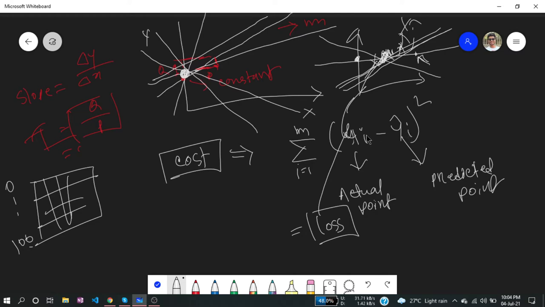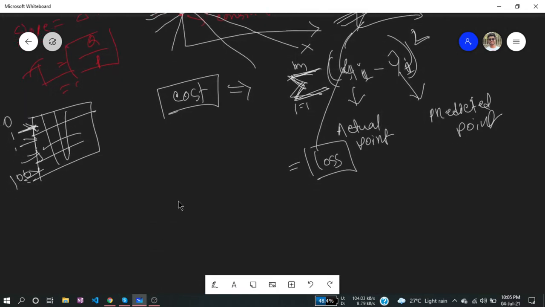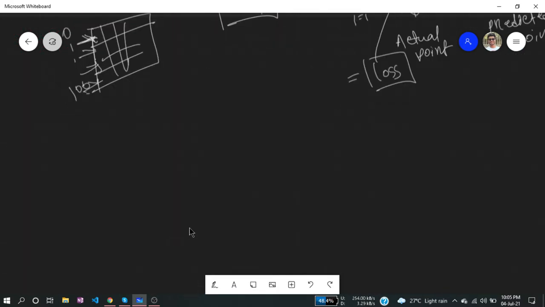First it will calculate this error, then this error, then this error, and then it will sum them up. That's why you can see the summation function there. Are you getting it? Yes. So this is the cost function, and that's how we calculate the cost.